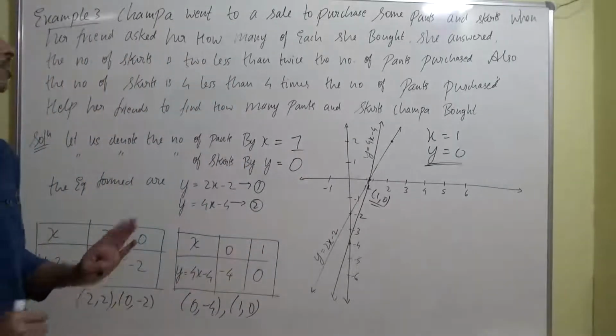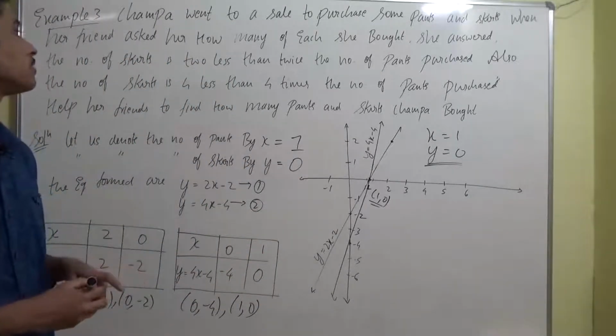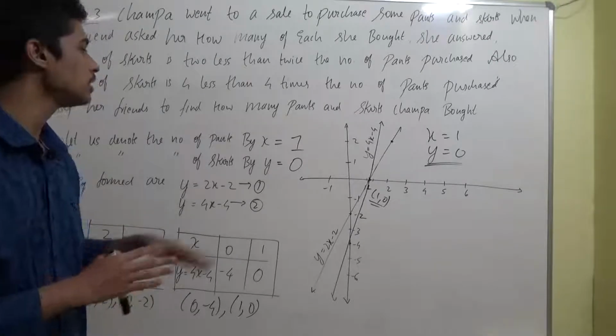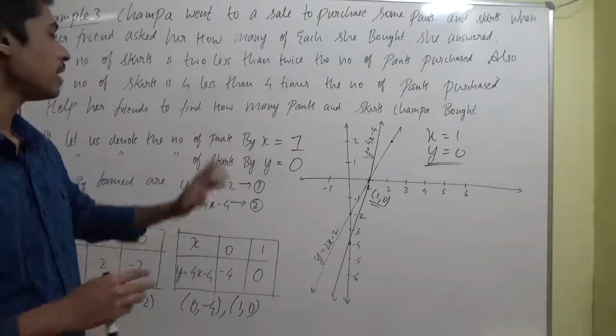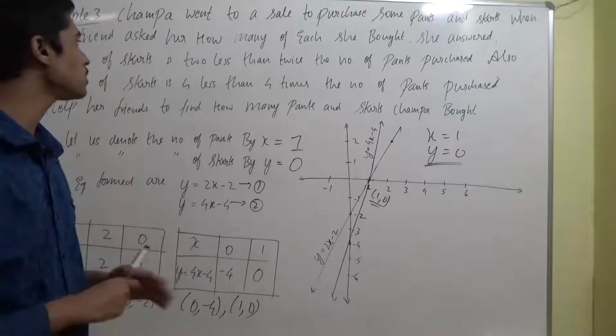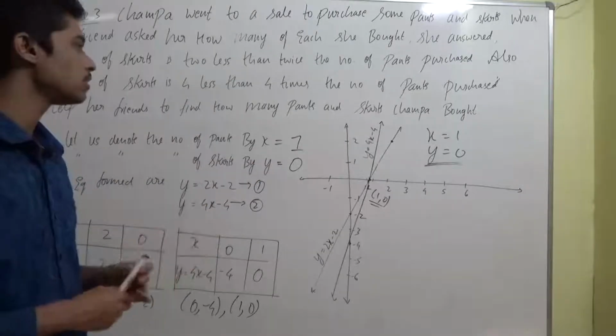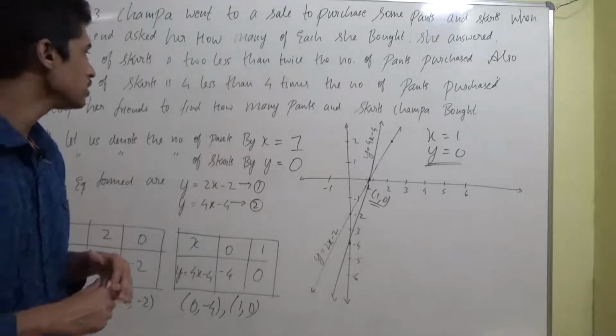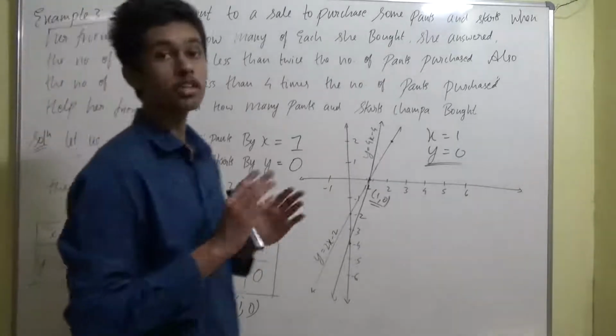The only thing which she purchased when she went shopping was only 1 pant and 0 skirts. This is the final solution, guys. This is how we are going to get the solution graphically. So that's it, guys. Now we are done with all the examples.